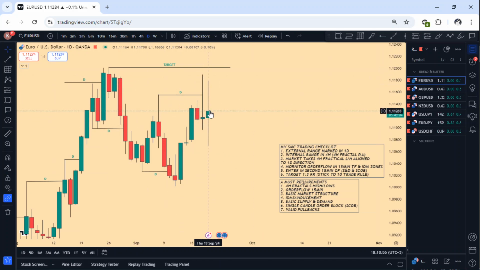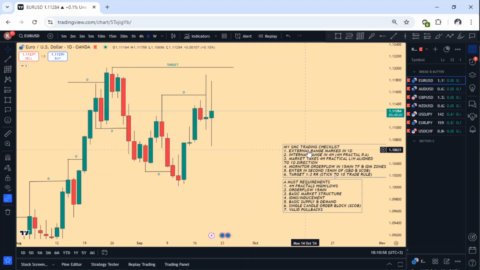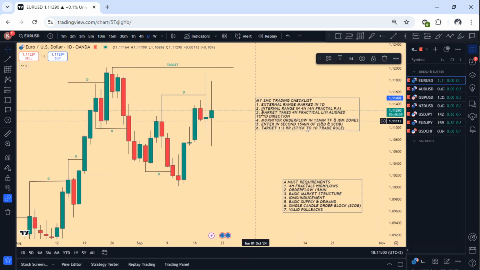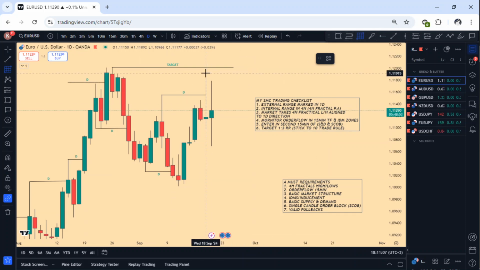Now, why did I take a buy trade today? It's very simple. I start from the daily time frame, external range marked in 1 day. Now yesterday what happened? The candle closed bullish. Yesterday closed bullish. So when the candle closed bullish like this, what did we expect? We expected buys. Let me check on FXCM.